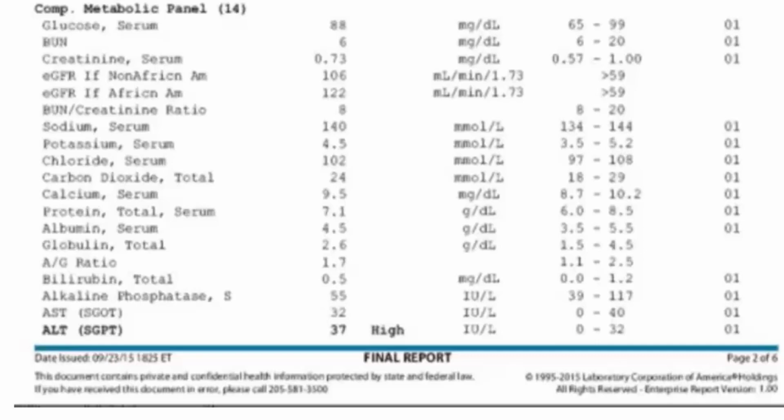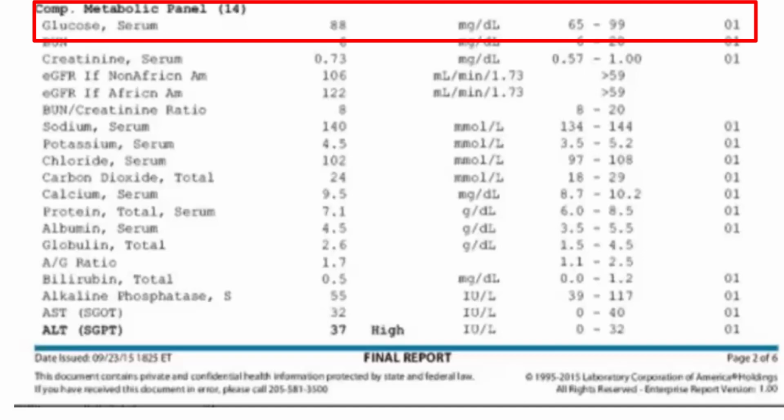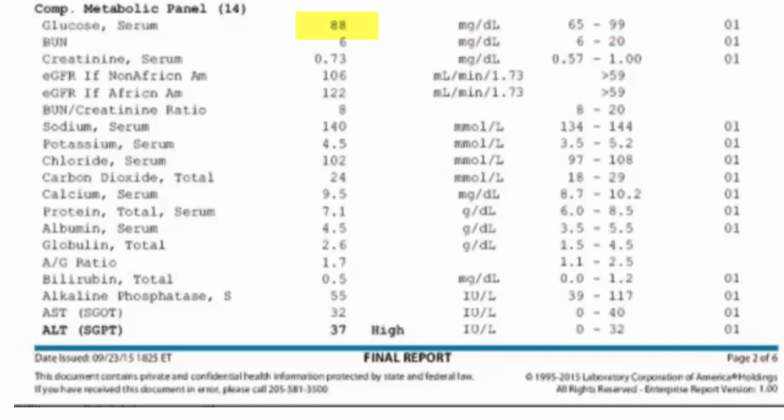So this one starts with glucose, and as we know, glucose is sugar. This is a measure of the sugar levels in your blood. Typically, someone without diabetes, someone with a pancreas that's helping to regulate the blood sugar in their blood, typically this number is below 100 and hopefully above 60. So as you can see here, the value for this patient is 88 milligrams per deciliter, and the range over here on the right is somewhere between 65 and 99.